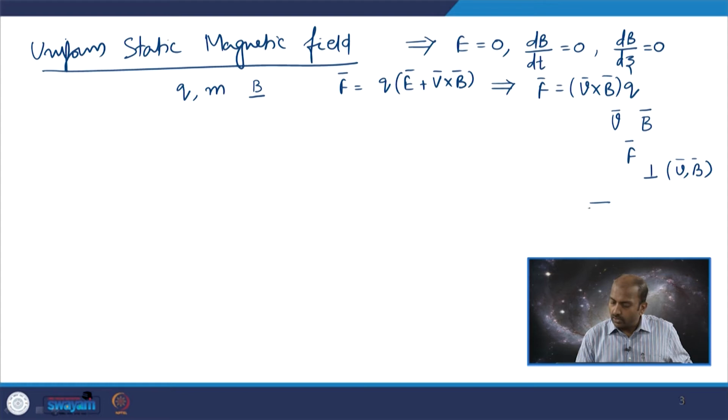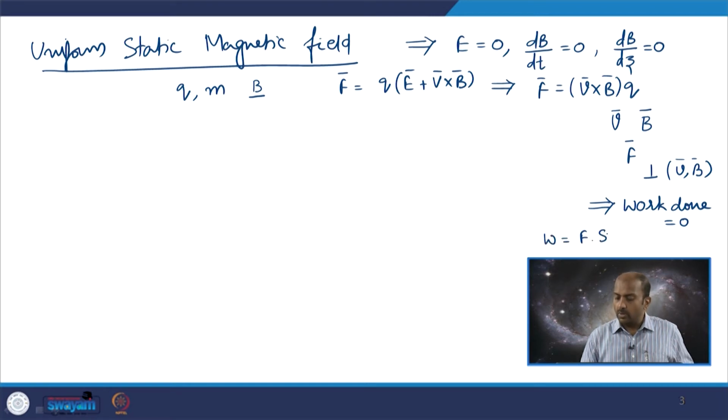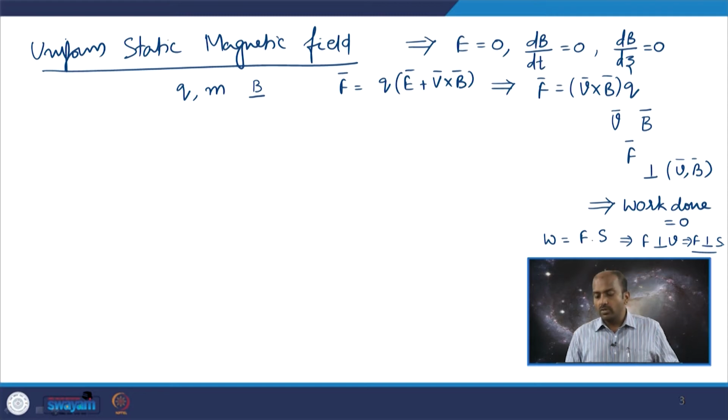The consequence of this is the work done. What should be the work done in this picture? Work done is 0. Why? So, how do you define work done? Work done is the force times displacement. Now, if the force is perpendicular to V, it is perpendicular to the displacement as well. Since this force is perpendicular to the displacement, the work done will be 0.